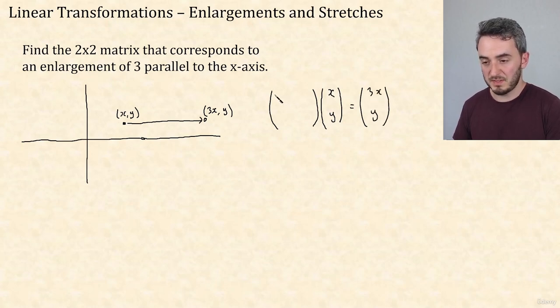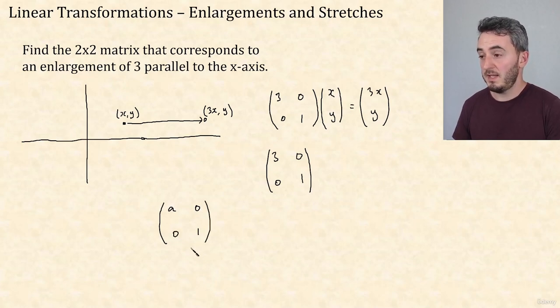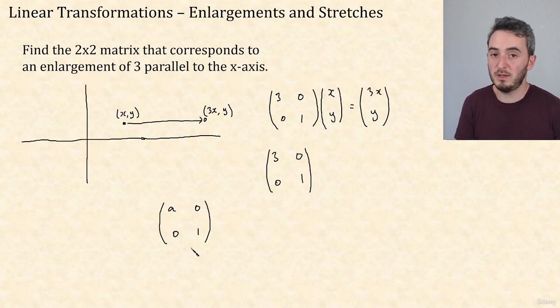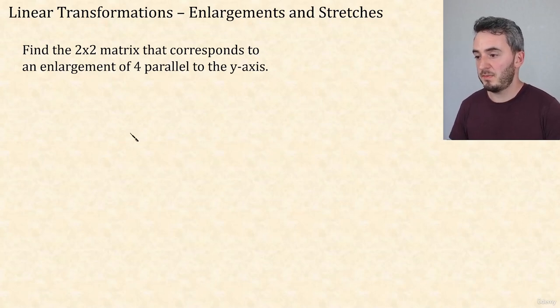Well, it's fairly simple. It's 3 times x plus 0 times y. 3x plus no y is 3x. Then we want no x's plus 1y. And so there's our matrix, 3, 0, 0, 1. And this can be generalized. We can say that a matrix a, 0, 0, 1 is a stretch of scale factor a parallel to the x-axis, or an enlargement of a parallel to the x-axis. And a can be negative, and that just pings it all over to the other side, but it leaves the y value alone.